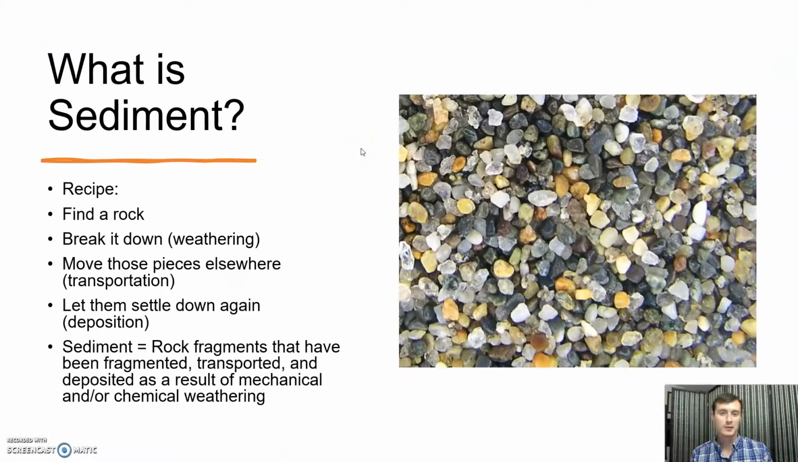So let's say that you wanted to make something like this. Well, here's the recipe. You find a rock, break it down, lots of different ways to do that. You take those little pieces and put them somewhere else, and then finally you let them settle out, collect at the bottom maybe of a river or a lake. And the result is this thing called sediments. These are going to be rock fragments that have been fragmented, transported, and deposited as a result of weathering.